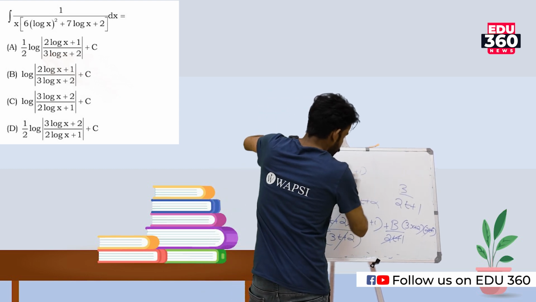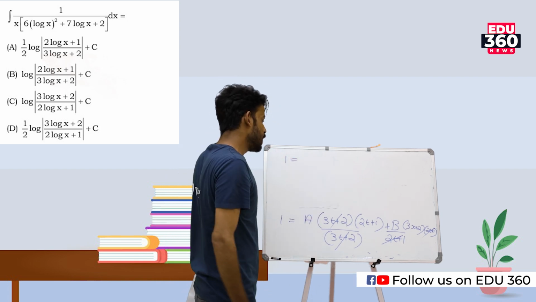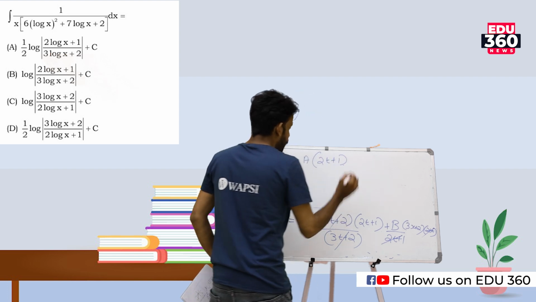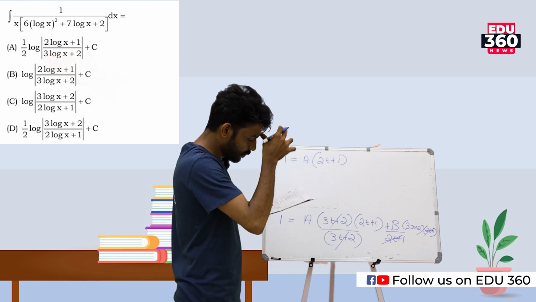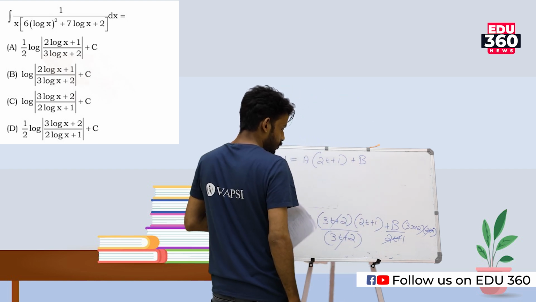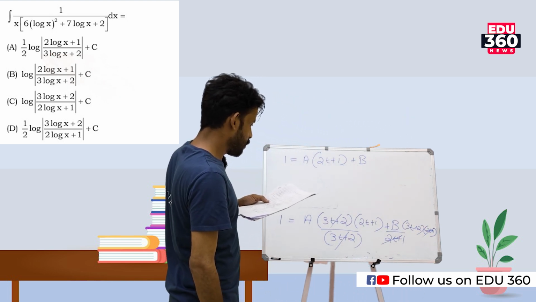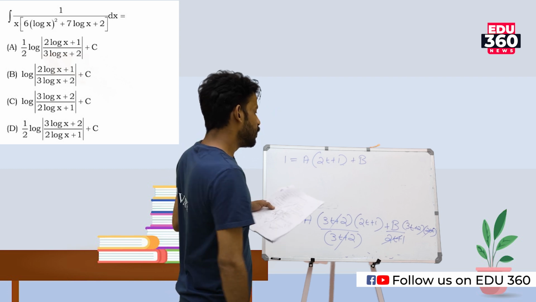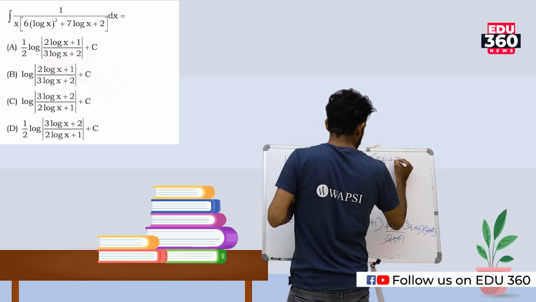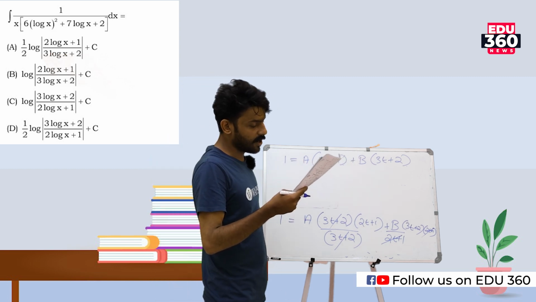In the next step, we can write this as 1 is equal to A into (2t+1) plus B into (3t+2). Sorry, it is not x, this is t. So A into (2t+1) plus B into (3t+2).